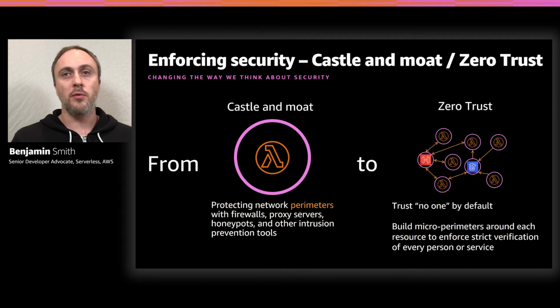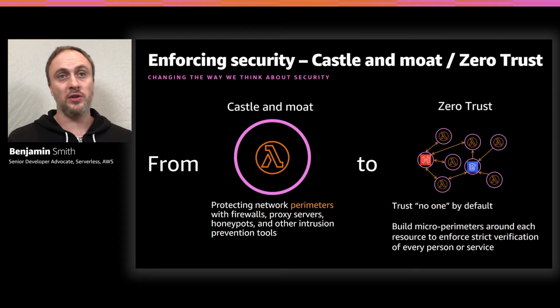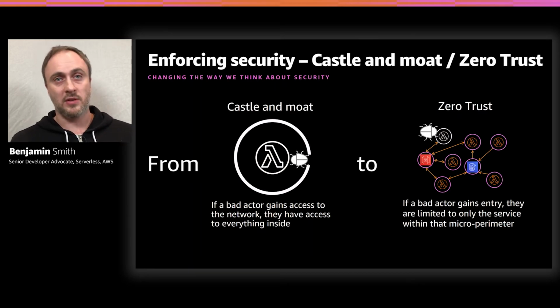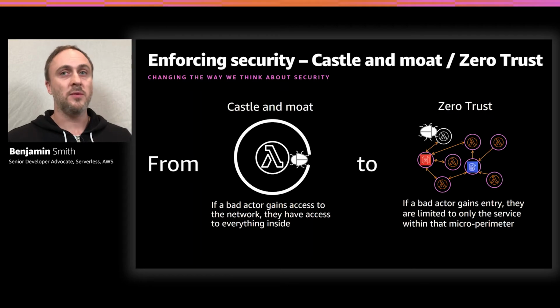Here the micro perimeters are built around each individual resource, and these perimeters enforce strict verification of every service and how they interact with each other. The difference between these approaches can be seen quite easily here. If a bad actor breaches the castle and moat model, they have access to the entire application that sits within that boundary. Whereas with the zero trust model, if a perimeter is breached, access is limited just within the bounds of that service. That means your application as a whole remains more resilient to attacks or incorrectly assigned permissions.